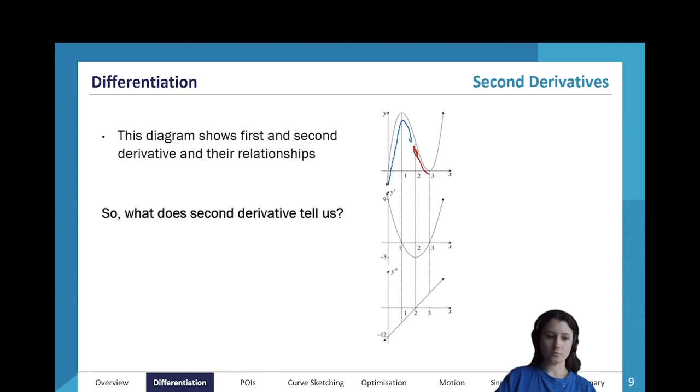So at the beginning here, it's really steep downwards. This might be -500. But then it's getting flatter and flatter, so it might be -100, -50, -25, 0. Even though it's still going downwards, it's actually getting flatter. So the gradient is actually increasing because it's getting closer and closer to 0.